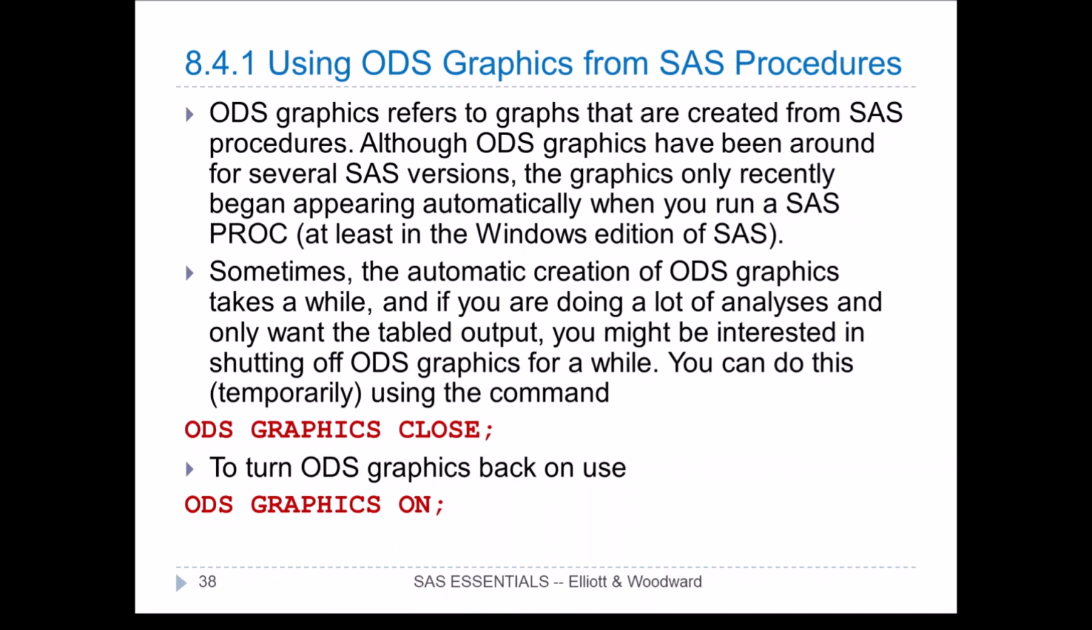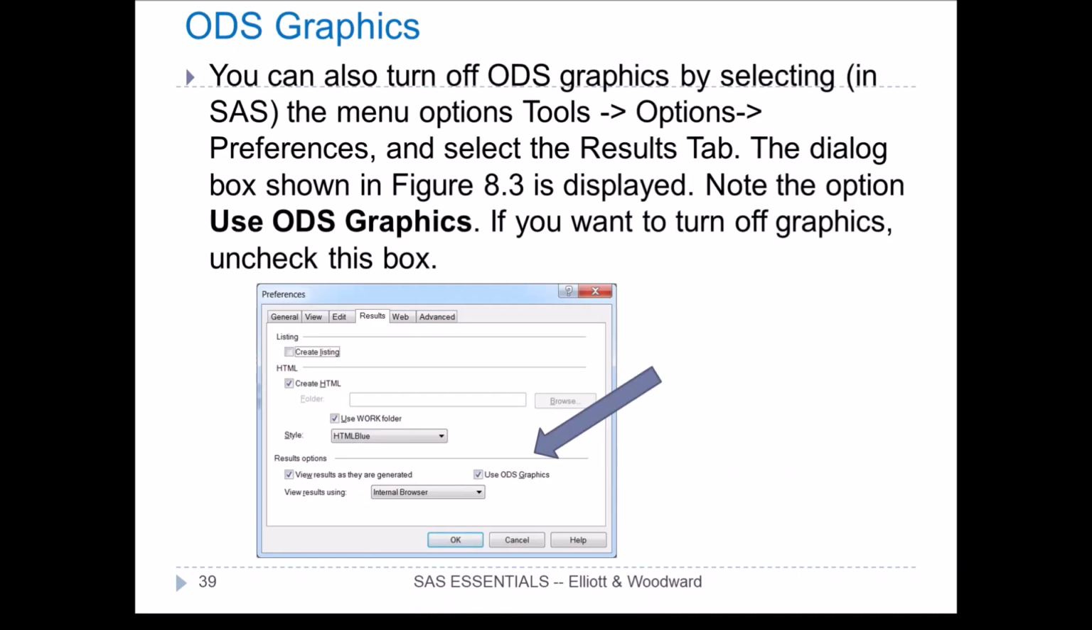I can temporarily turn off these automatic graphs by saying ODS graphics close, then doing whatever procedures I want, and then turn it back on using ODS graphics on. It's just something that you might want to look at if your graphs are slowing you down a lot. Okay, you can also turn graphs on and off in a dialog box by going to Tools, Options, Preferences, and the Results tab, and then clicking on the checkbox there.